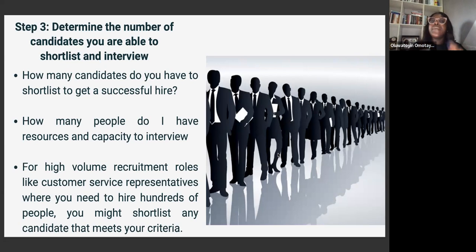Okay, so you need to determine the number of candidates you're going to shortlist and interview, right? How many candidates do you have to shortlist to get a successful hire? If you're looking for a volunteers coordinator, you'll be looking at interviewing at most maybe 4 to 5 persons to pick the perfect fit. Okay, how many people do you have resources and capacity to interview?